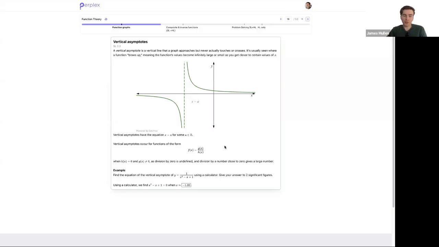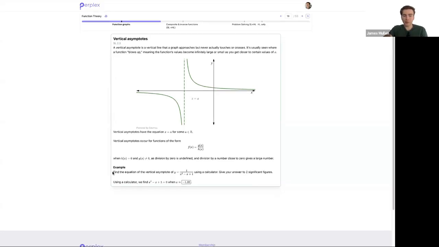This can happen typically because I have a function being divided by another function, and when the denominator is 0 or near 0, I know that I can't divide by 0, that's undefined, and any number divided by something close to 0 is going to be quite large. So you get a vertical asymptote when the denominator is 0 and the numerator is not 0. Because if I have x divided by x, then even though the function is undefined at 0, there's not going to be an asymptote because the x's will cancel.